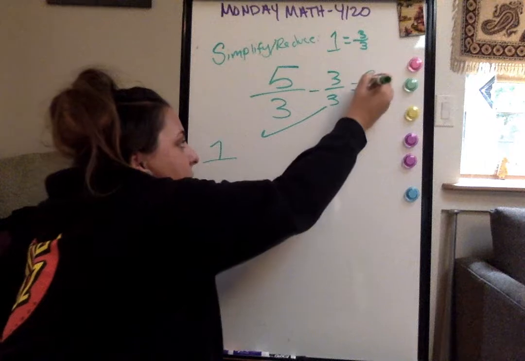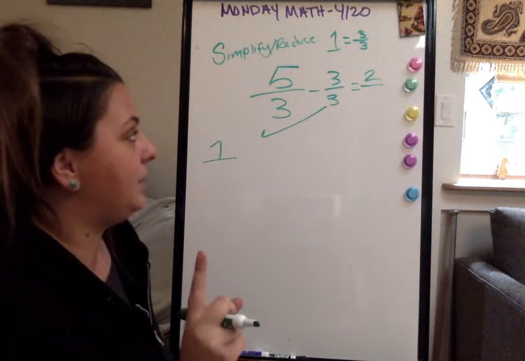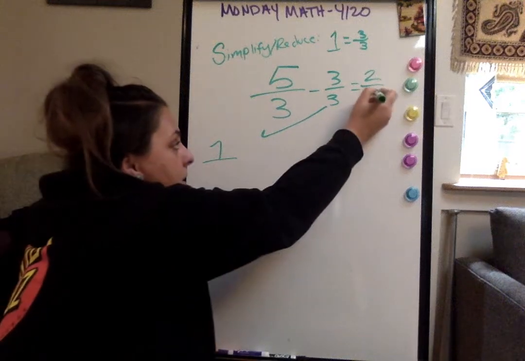5 minus 3 is 2. Remember, when we subtract fractions, we don't mess with the denominator, as long as it's the same. Thirds.